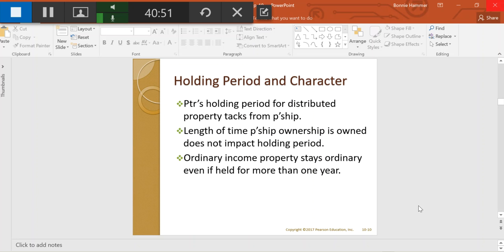So the rule is this: the holding period of the distributed property tacks on from the partnership, meaning whatever the holding period was of the property on the date of distribution, that holding period becomes the starting holding period of the partner who now holds the property because he got distributed the property. So if it's been held by the partnership for 2 years, and then at the end of year 2 it's distributed, the partner's beginning holding period for that property is 2 years. It's like he had already held it for 2 years. That's what that means.